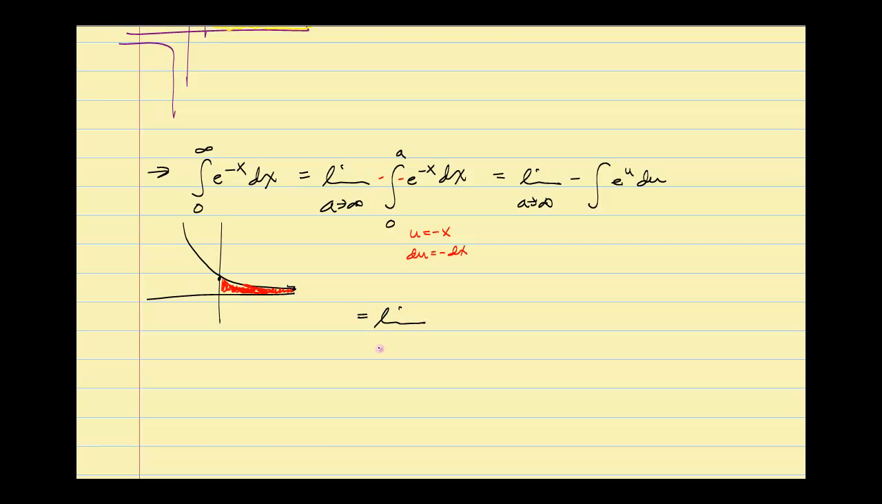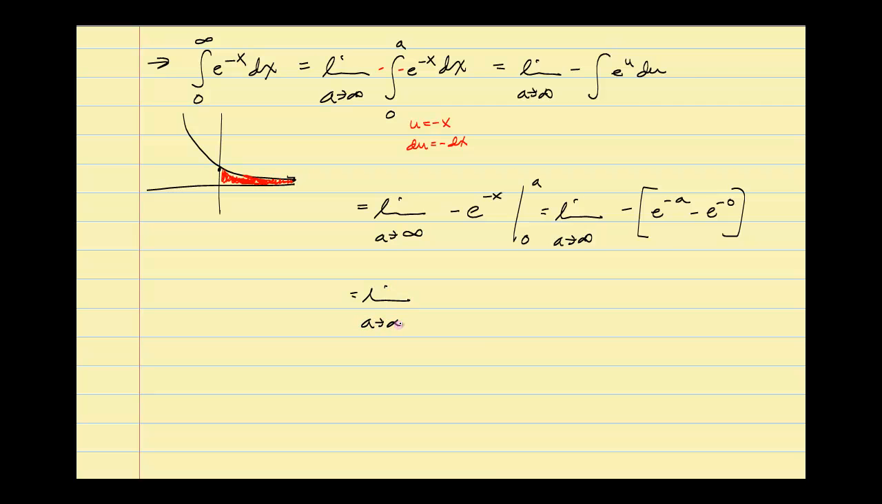So here I'm left with the limit as a approaches infinity, and I don't really even have an a yet, of the integral of negative e to the u, which is negative e to the u. U in this case is negative x. Now I can evaluate from 0 to a, limit as a approaches infinity. I'm going to factor my negative out front, and I'm left with e to the negative a minus e to the negative 0.